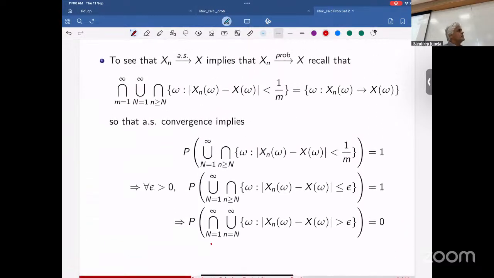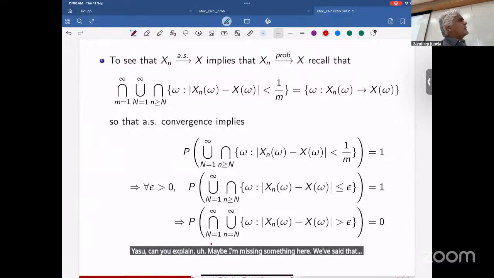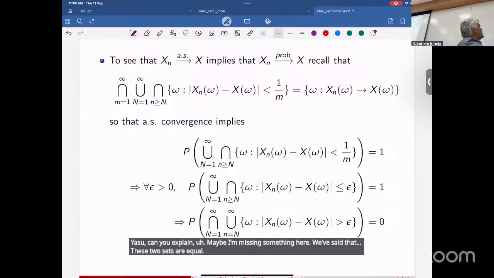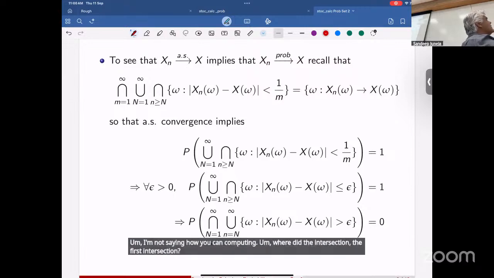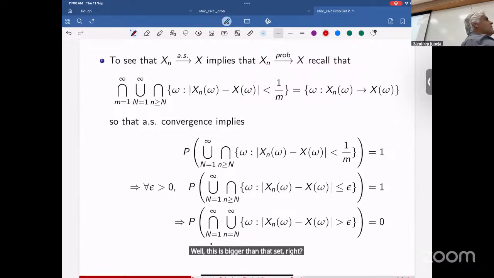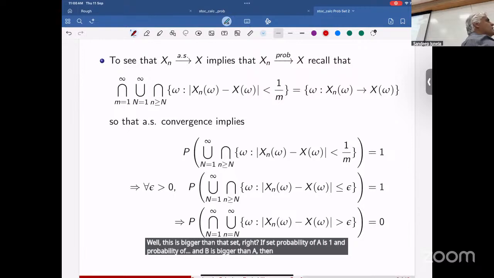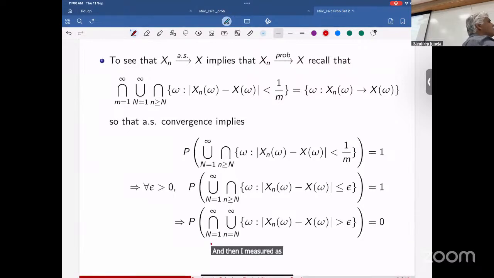Can you explain, maybe I'm missing something here. We've said that these two sets are equal, and the measure of that set is 1. I'm not seeing how you can compute that the measure of this set is 1. Well, this is bigger than that set. If the probability of A is 1 and B is bigger than A, then the probability of B is also 1, and my measure is the probability.